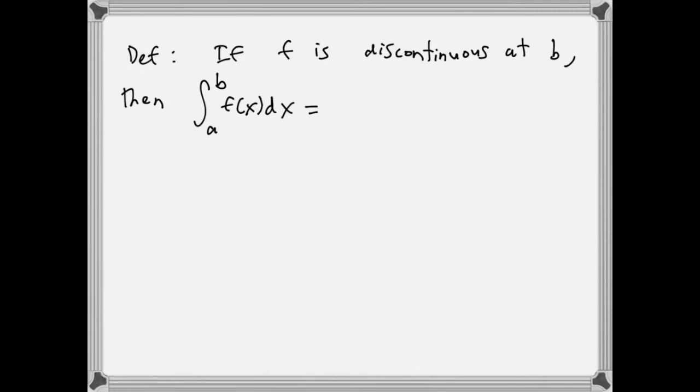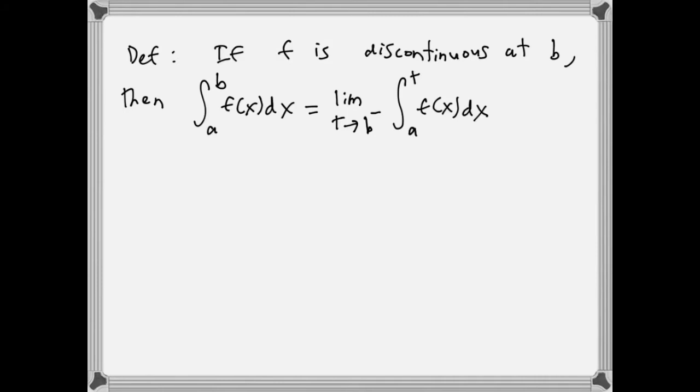Just like before, what we're going to do is take a limit. So let's think about what that limit would be. What we're doing is replacing that bad value with a t. And now t is going to approach b. But we need to be very specific. We're not just approaching b, we're approaching b from the left, because we're going from a to b.